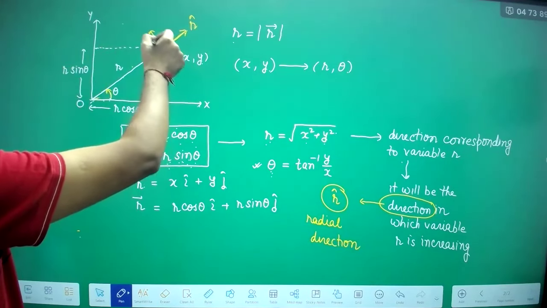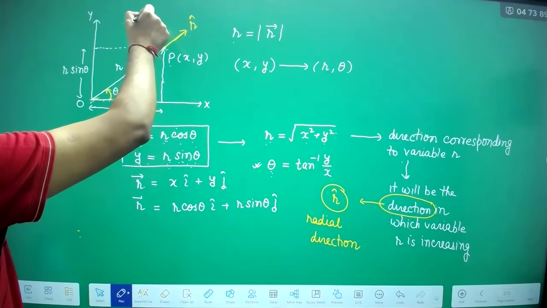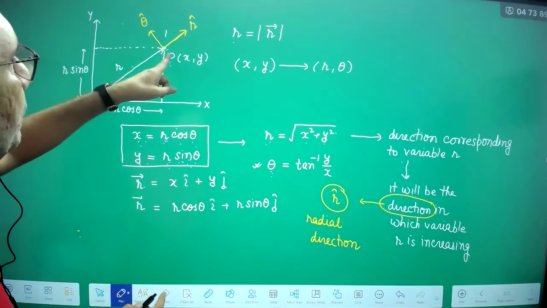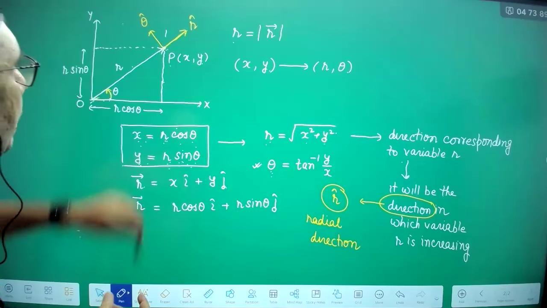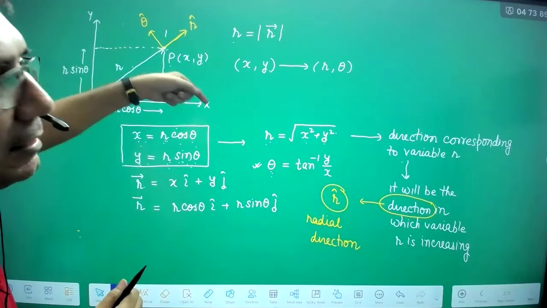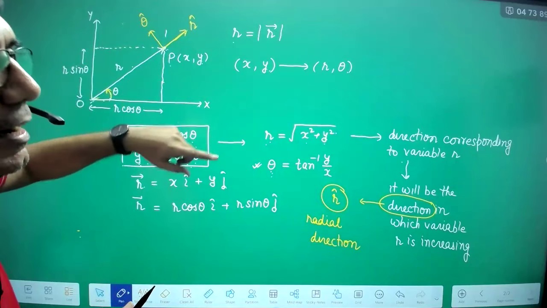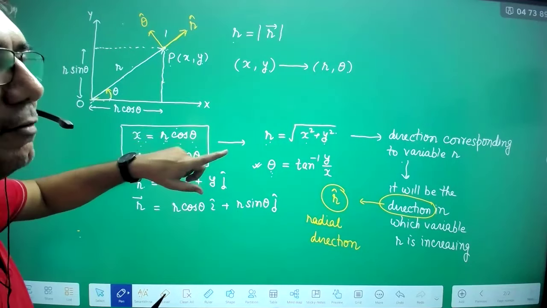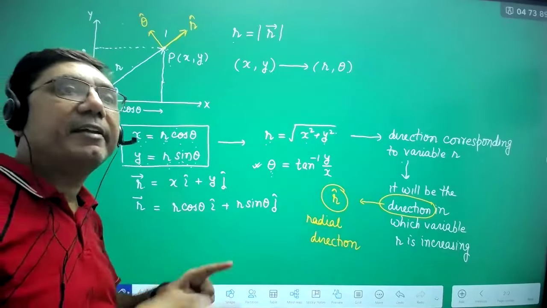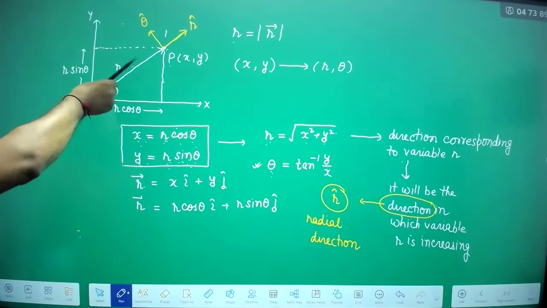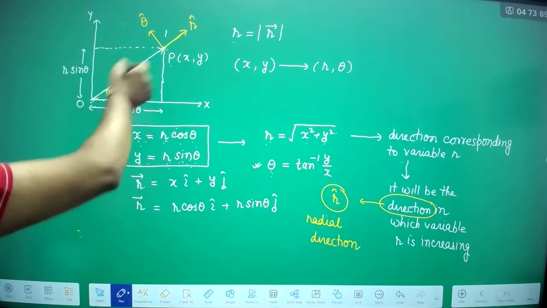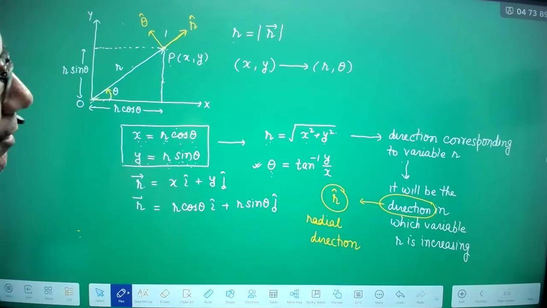It will always be perpendicular to r cap. So this will be the theta cap direction, because it is perpendicular to r cap, and in this direction theta is always increasing. It's not in the reverse direction, because in that direction theta is going to decrease. Unit vectors are defined in such a way that they represent the direction in which the variable is increasing. So theta is increasing in this direction, rotating anti-clockwise. It will always be perpendicular to the position vector, or r cap. So this is r cap and this is theta cap.